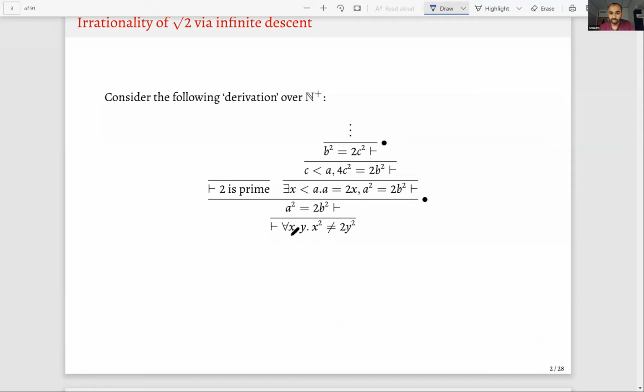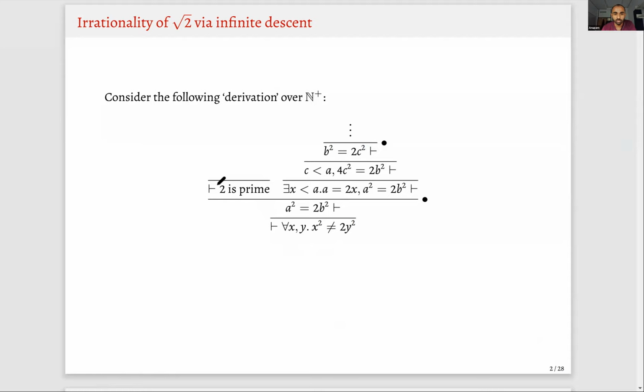Okay, perfect. So reading from the bottom, which is a good way to read it, I'm trying to show that for every two numbers, x and y, positive integers, the square of x is not equal to 2y squared, right? This is equivalent to saying root 2 is not rational. So I say by contradiction, suppose you have an a and a b such that a squared equals 2b squared. Well, I have the fundamental theorem of arithmetic and I know 2 is prime.